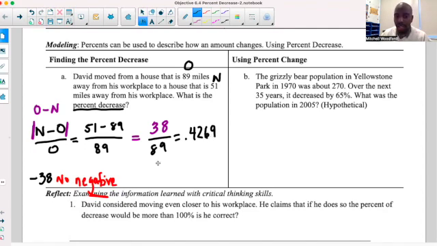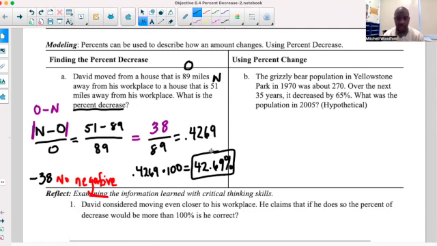And I need to turn that decimal into a percent. Once again, you can either move the decimal 2 spaces to the right, or you could multiply by 100. Either one, you end up with 42.69%. Okay, this is the percent of decrease. So if they ask you how much percent they decrease, you would say it decreased by 42.69%.